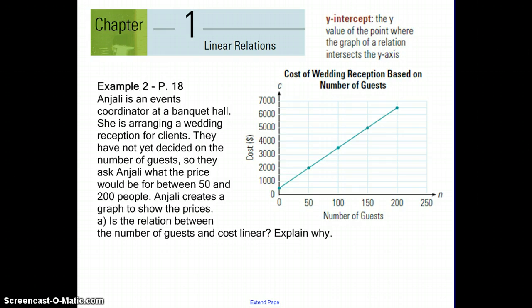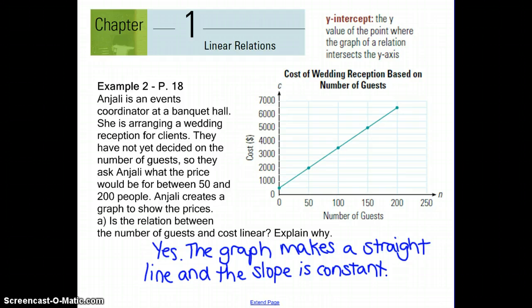Is the relation between the number of guests and the cost linear? Yes or no? Is this a linear relation? Yes, it is. Why is it? Yes, it's a straight line. Why else? Because the cost depends on the guests, right? So it's a constant slope, or there's a constant relationship. Right on. Okay, so please copy down what I wrote there for part A.